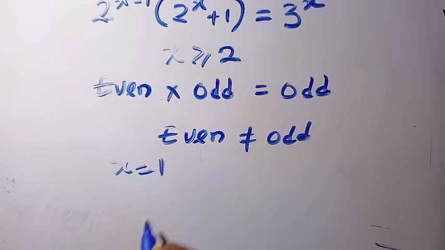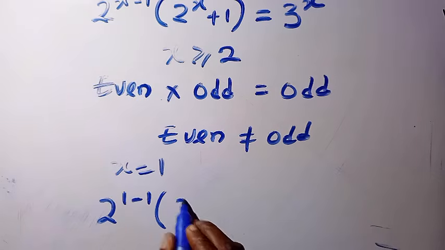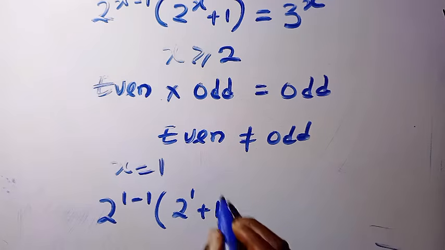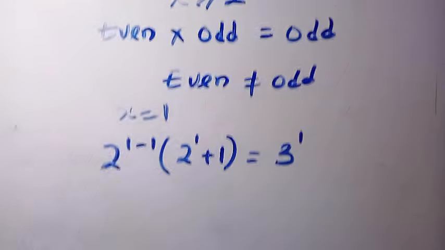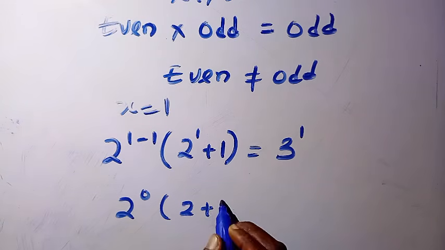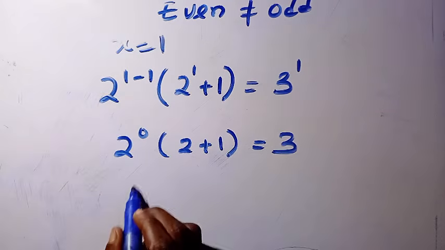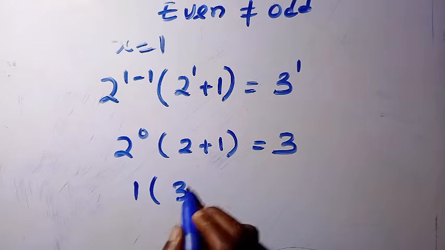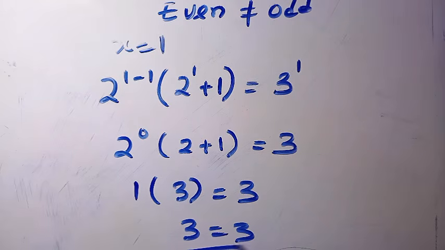So if x equals 1, we are going to have 2 raised to the power of 1 minus 1 bracket 2 raised to the power 1 plus 1 equals 3 raised to the power of 1. And with this, we have 2 raised to the power 0 bracket, this is 2 plus 1 equals 3. Then 2 raised to the power 0 is 1, bracket 2 plus 1, that is 3, equals 3. Then 1 times 3, that is 3, equals 3. This is correct. So x equals 1 is the only solution that satisfies this.